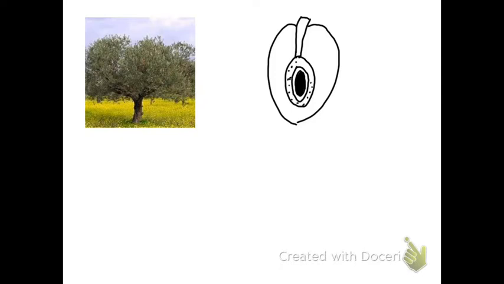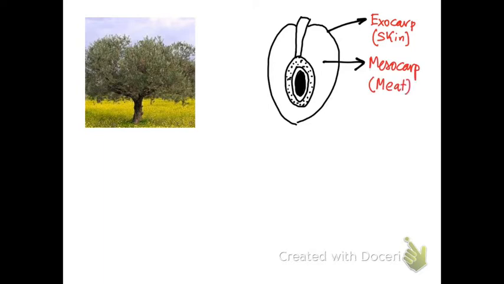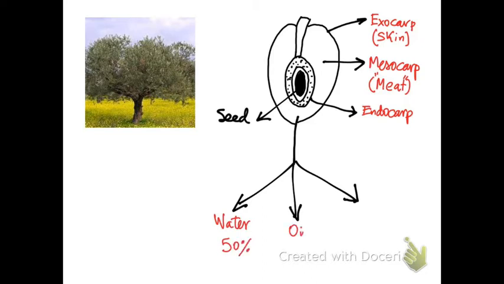The typical olive tree that you can see at the top left produces a fruit that is a drupe. A typical drupe contains a seed, and around the seed, the flesh and also a skin. The skin is the exocarp, the meat or flesh is the mesocarp, and the seed is the endocarp. The endocarp contains the seed inside. The flesh contains about half water, oil between 18 to 25%, and other components between 25 to 32%.